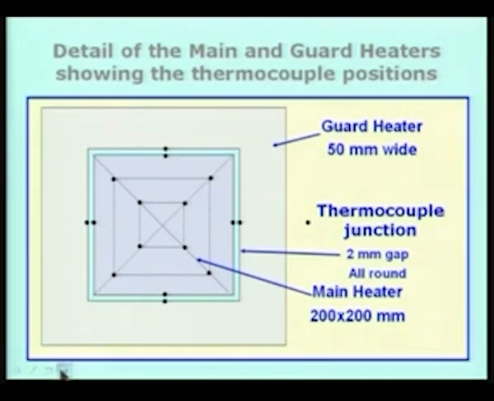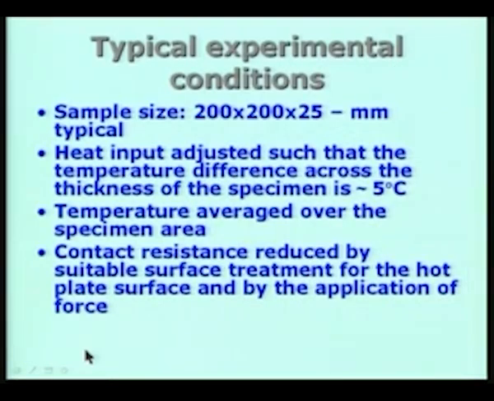So, let us look at the typical experimental conditions which we are going to have. The sample size, 200 by 200 by 25, this is for the main heater region, plus 50 mm you add on all these sides. So, actually the sample size will be 300 by 300, 200 plus another 50 on either side. So, 300 by 300 by 25 mm. This is the main heater size only I have given here.